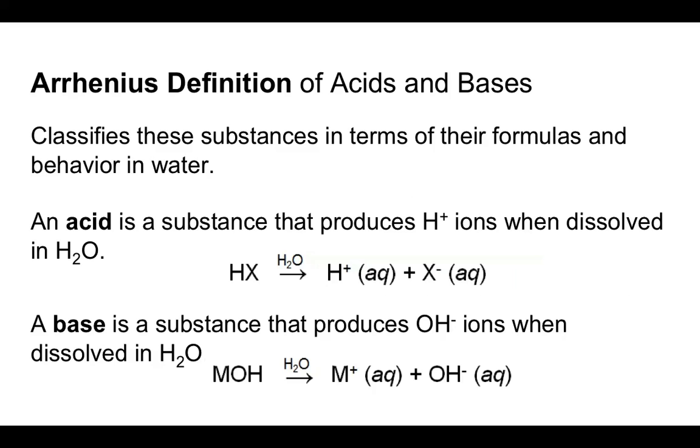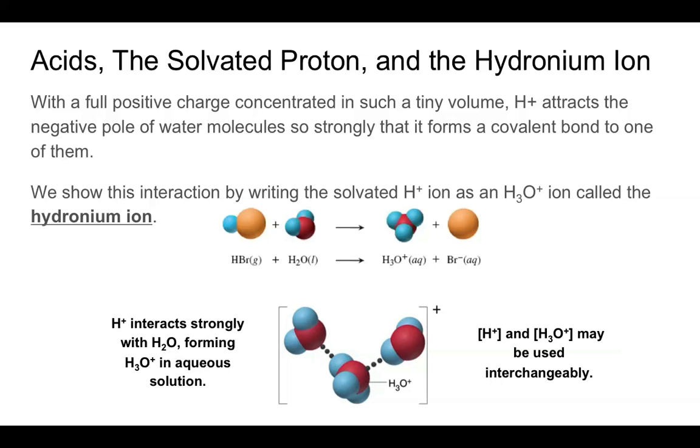The first kind of definition of acids and bases falls under the Arrhenius definition. This classifies substances in terms of their formulas and their bases hydrogen ions. The hydrogen will ionize from the rest of the compound, producing that hydrogen ion, making it an Arrhenius acid. An Arrhenius base is a substance that produces hydroxide ions in water. The bases fell into these definitions, which we will build on as we move forward in this unit.